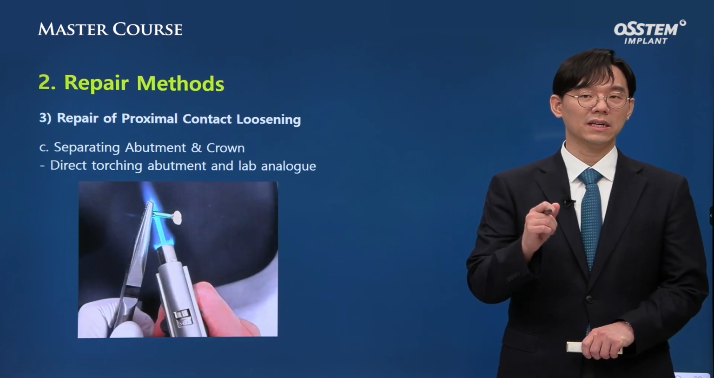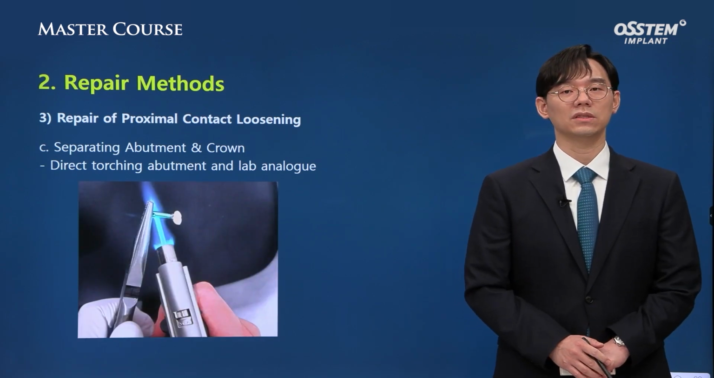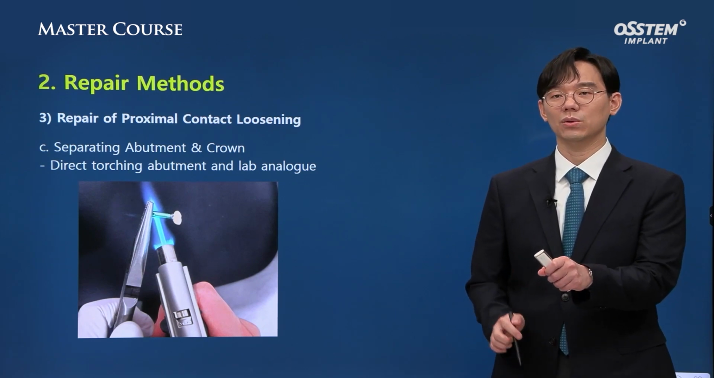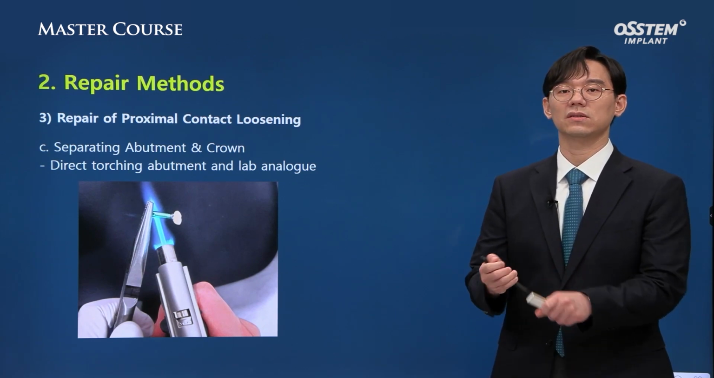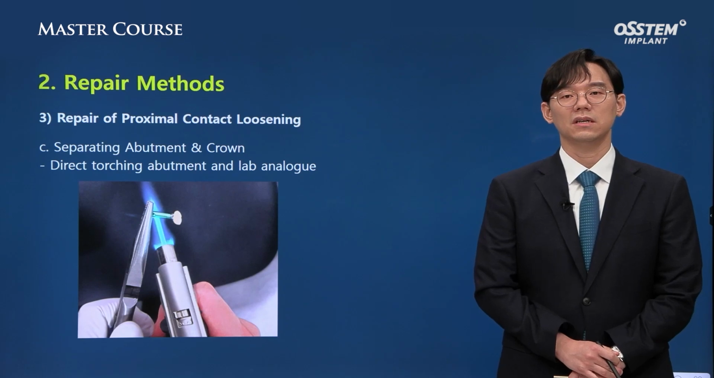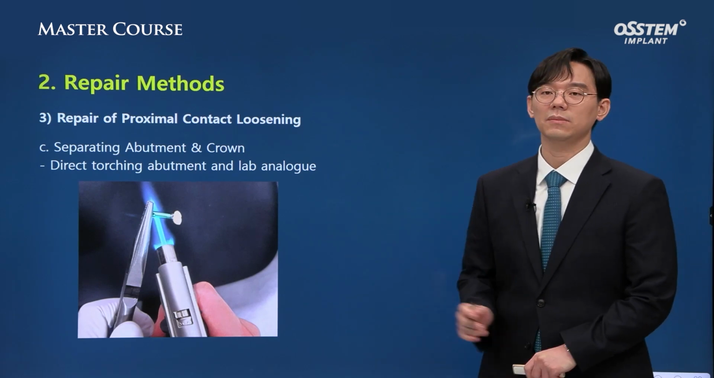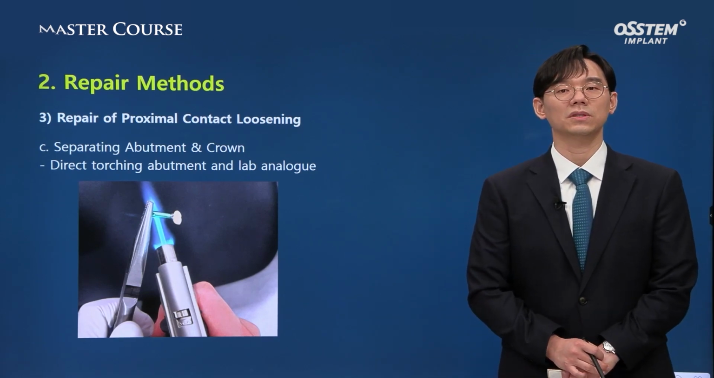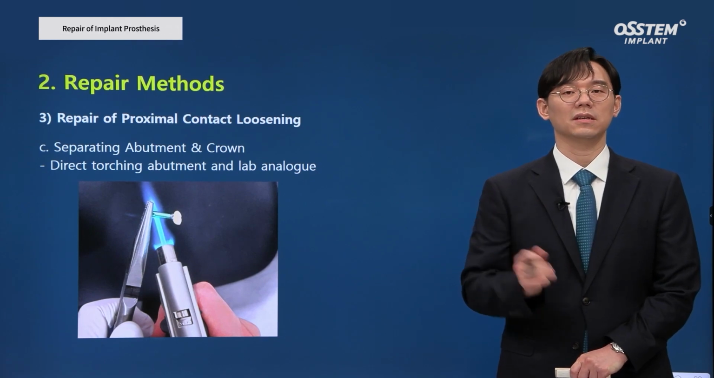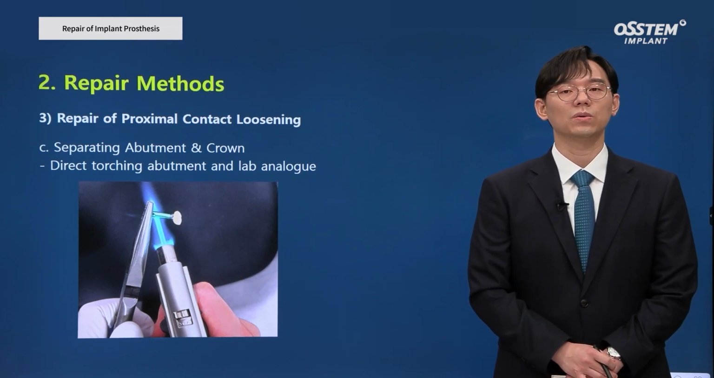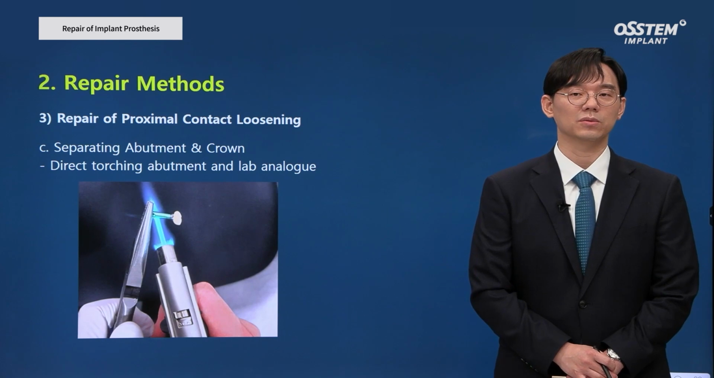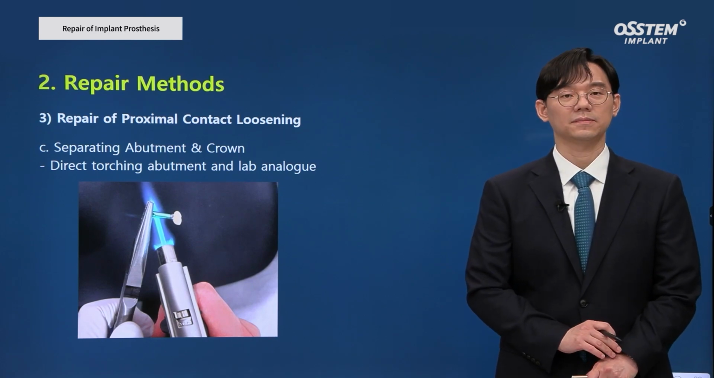The prosthesis is connected to the lab analog, and pliers are used to hold the lab analog, and direct torching can be applied to heat it. If heat is applied directly on the prosthesis, the porcelain can crack or there can be changes on the abutment surface, so you need to do it gradually, and if more is needed, you can do it then.